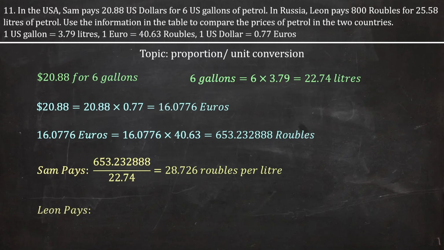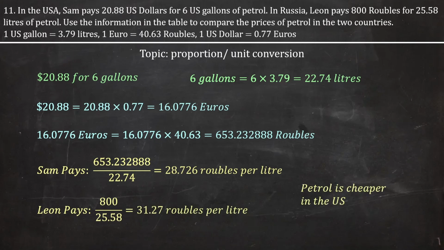Leon, now for Leon I just have to look at the question. He pays 800 rubles for 25.58 liters. So that will give me 31.27 rubles per liter. So petrol is cheaper in the US. If you went with Leon to dollars, that's fine. Just make sure that everything is in the same units by the time you compare.